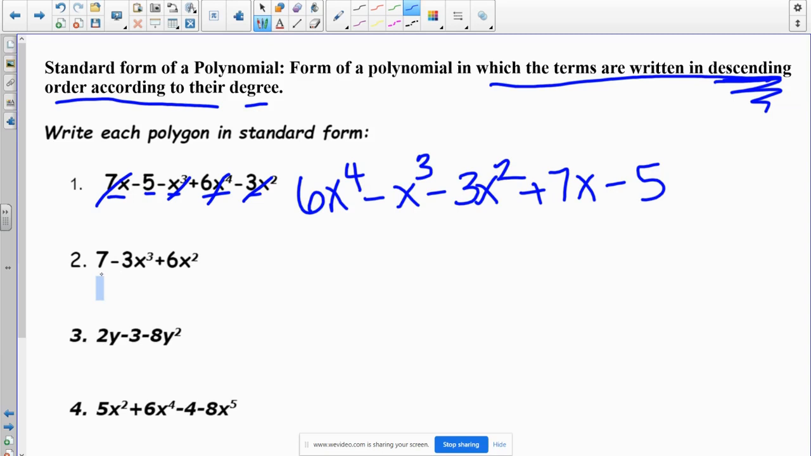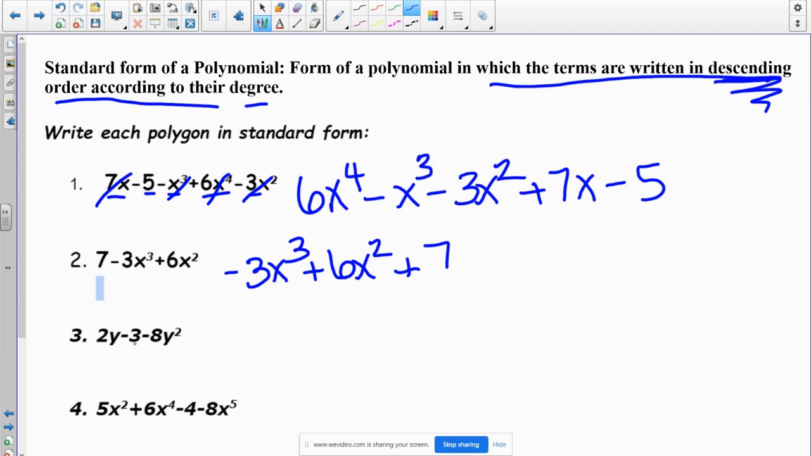Here's another example. This one's a trinomial. It's got 3 terms. So our first term is the cube, so negative 3x cubed. Our second term here is the square, so plus 6x squared. And then our third term is the 7, and that's a positive 7.